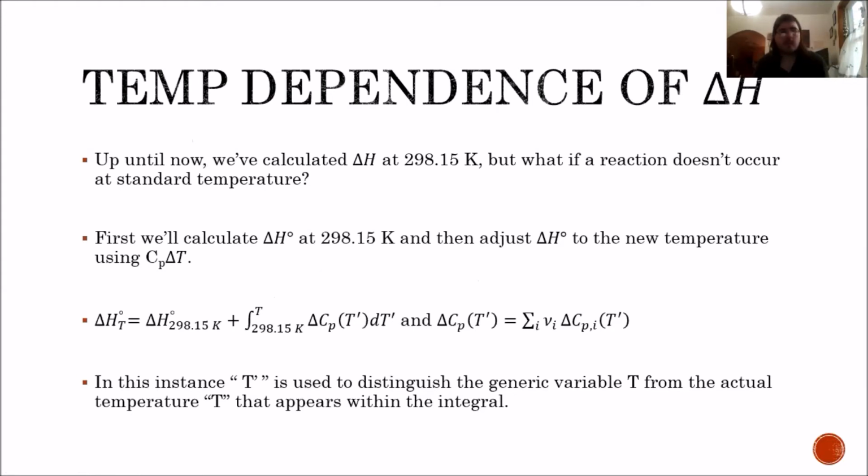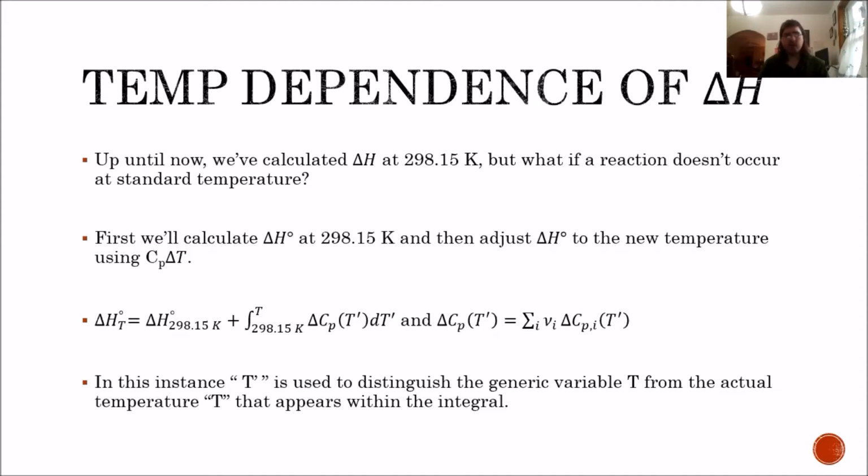So all that was basic general chemistry stuff. Now we're going to take this a step further. Until now, we've only calculated delta H at 298. But what if the reaction doesn't occur at 298? How do we deal with that? First, we look at the reaction at 298, and then we adjust the enthalpy to the new temperature using our Cp delta T.